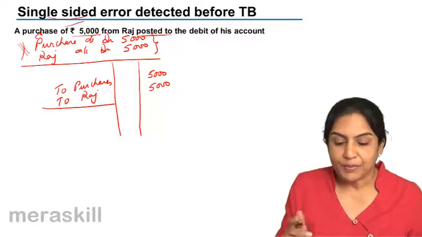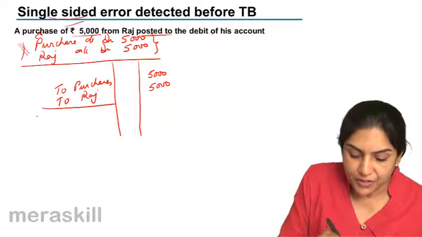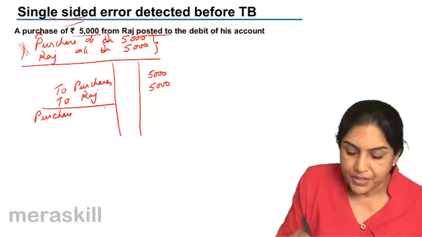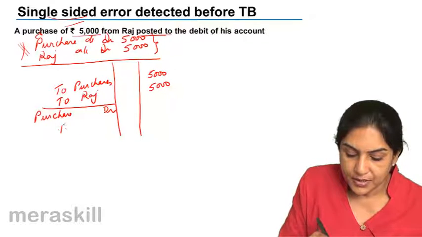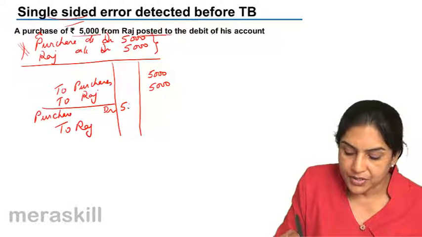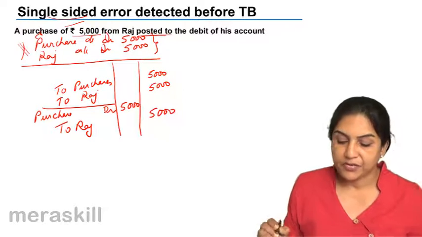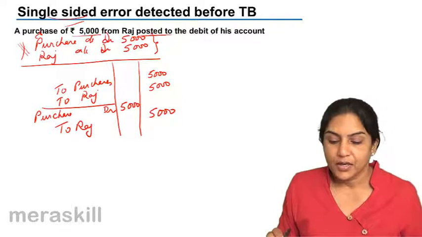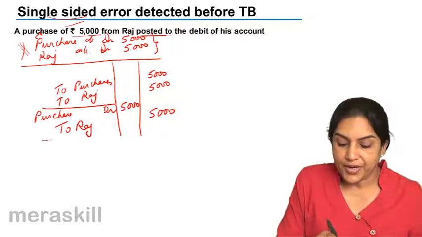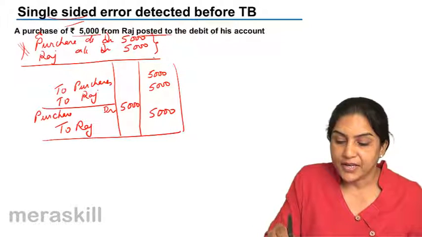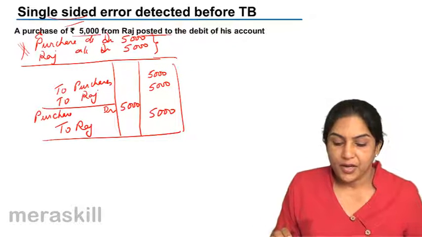Now what will we do? We'll pass the correct entry. That effect is gone. We need to pass the actual entry, which is nothing but purchase account debit to Raj. Purchase account is debited by 5,000. Raj account is credited by 5,000. Now let us combine these 2 entries and that will give us the rectification entry.